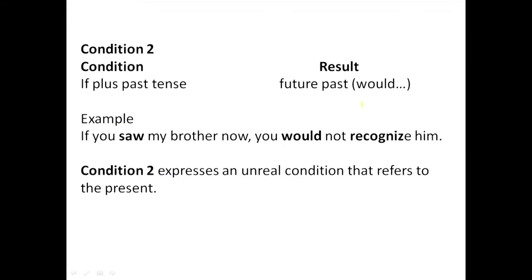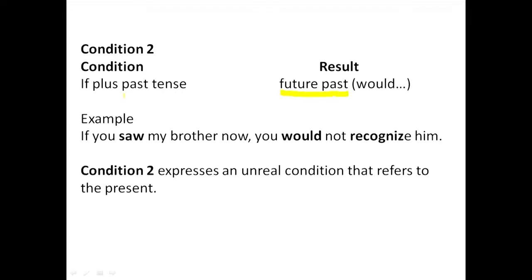Condition 2. For condition 2, under the if aspect, we are to have past tense or past simple. Okay? Under the consequent clause, we have to have the future past, the would aspect, not will, the would aspect. Would do, would imagine, would run, would laugh is, of course, the future past. Under the condition, we have to have past tense in this case.